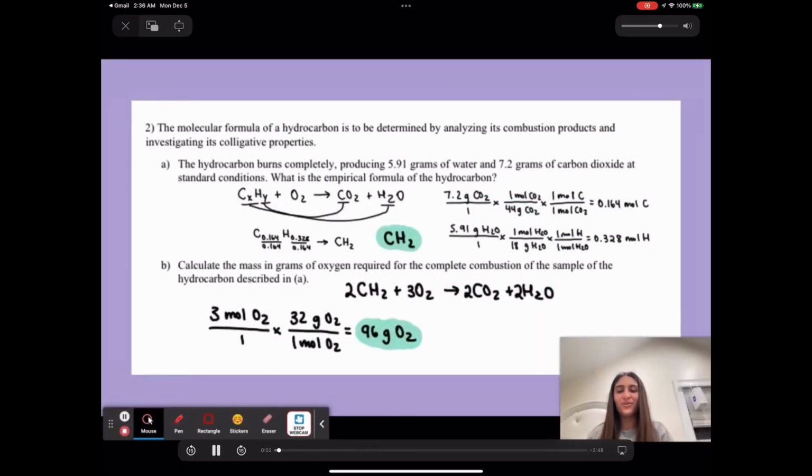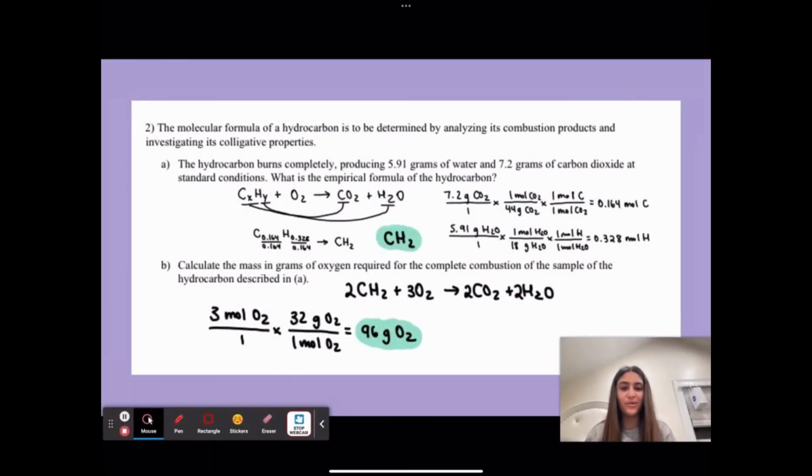Hi, so I'm going to do the second post-lab question. This one is about combustion analysis, so it's from a while back, but let's see if I still remember. The hydrocarbon burns completely producing 5.91 grams of water and 7.2 grams of carbon dioxide. So we have to find the empirical formula of the hydrocarbon.